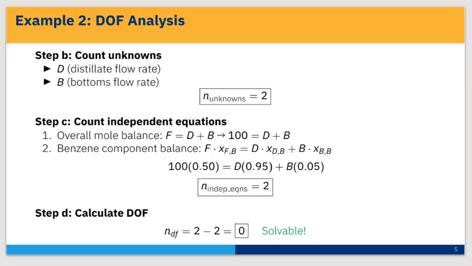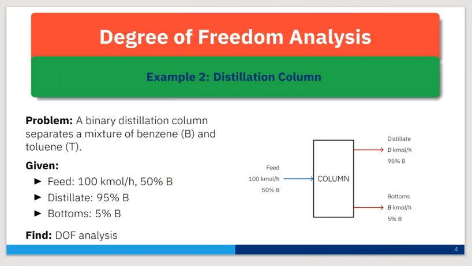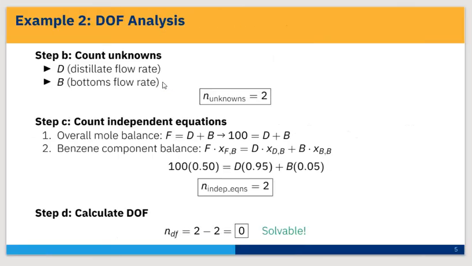So we continue with the same steps for the degree of freedom analysis. Step B is to count the unknowns. Looking at the diagram, we have two variables whose values are unknown. One is D, the flow rate of the distillate stream, and the other is B, the flow rate of the bottom stream. So therefore, the number of unknowns is 2.